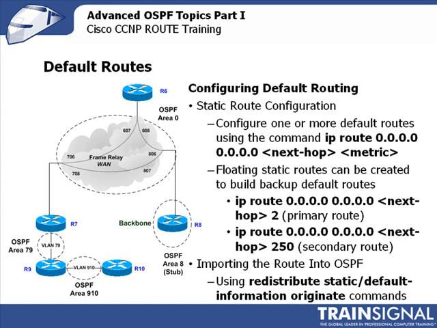Default routing in OSPF is very easily configured. First, you have to actually have a static route or a redistributed route that points to network 0.0.0.0. This is the standard IP route command. You can create floating static routes to have maybe more than one, or a default backup route. You could do an administrative distance of 2 for the primary route and 250 for a secondary route, as pictured here. Then you need to import the route into OSPF.